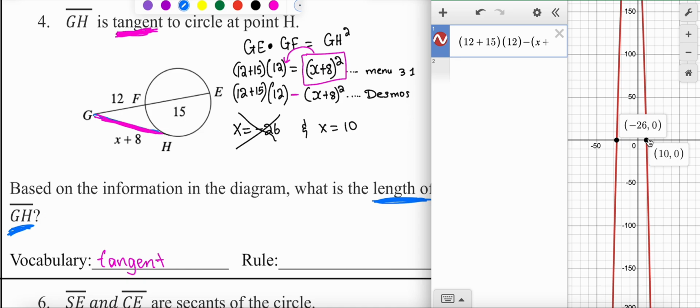So the length, so GH is going to be over here. So this is GH, x plus 8. Now we know what the x is. X is going to be equal to 10. So we're going to have 10 plus 8. And 10 plus 8 is equal to 18. And that's our answer.